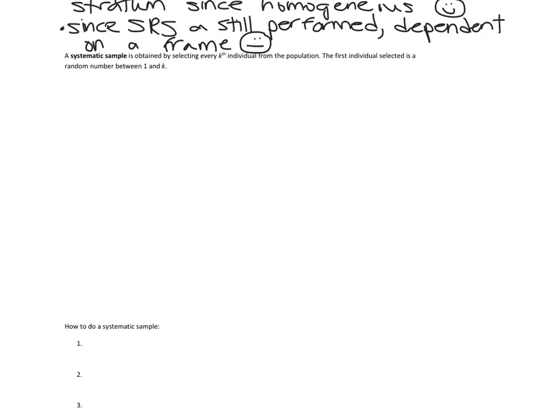Okay, so let's write some things down. First, we have our formal definition. A systematic sample is obtained by selecting every kth individual from the population. The first individual is selected by looking at a random number between 1 and k. Okay, so this is very easy to employ. So it's easy to do, and it doesn't require a frame. So that's great.